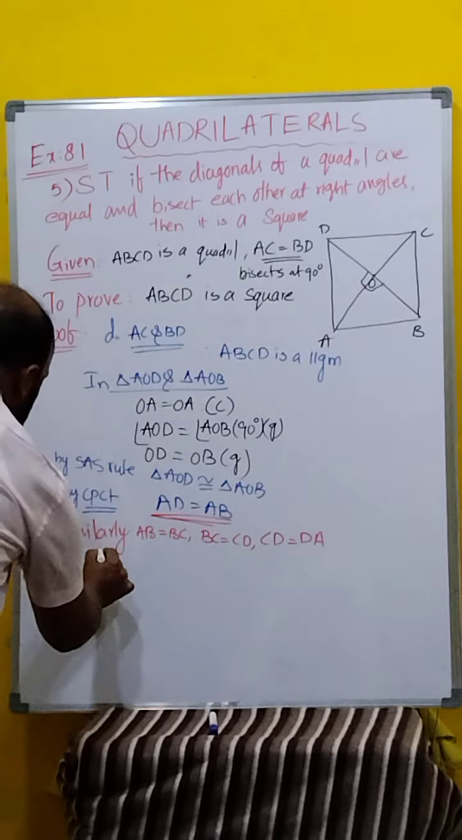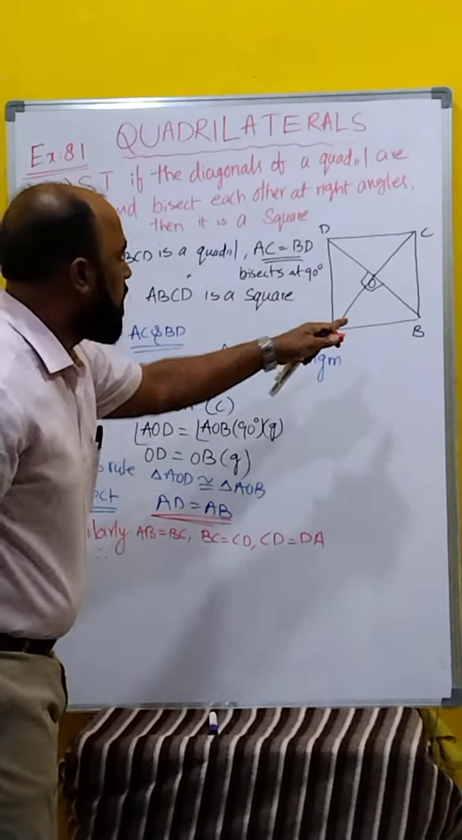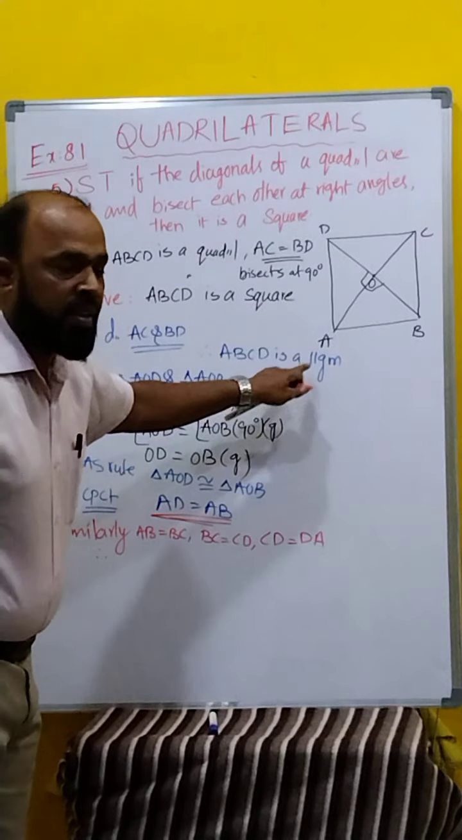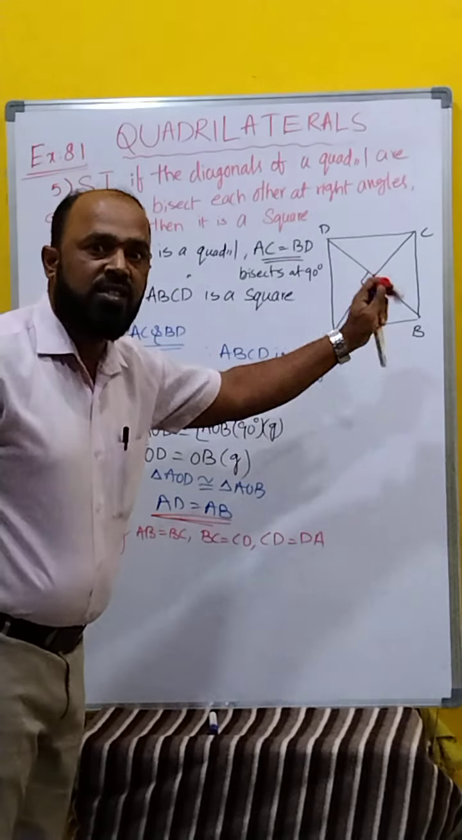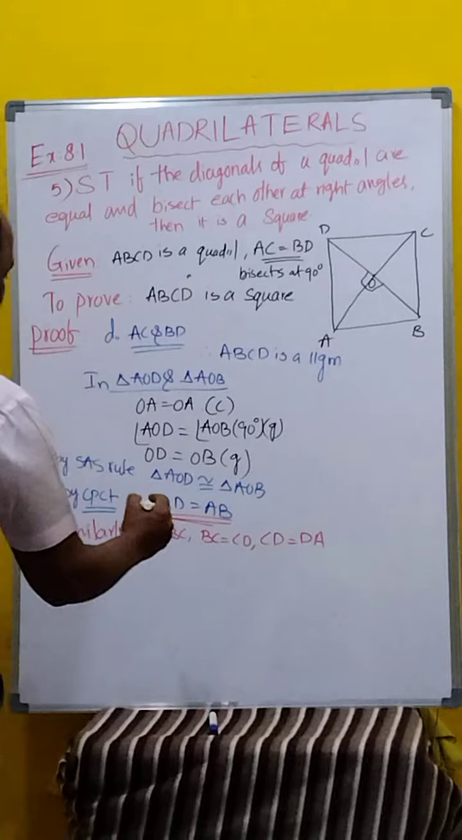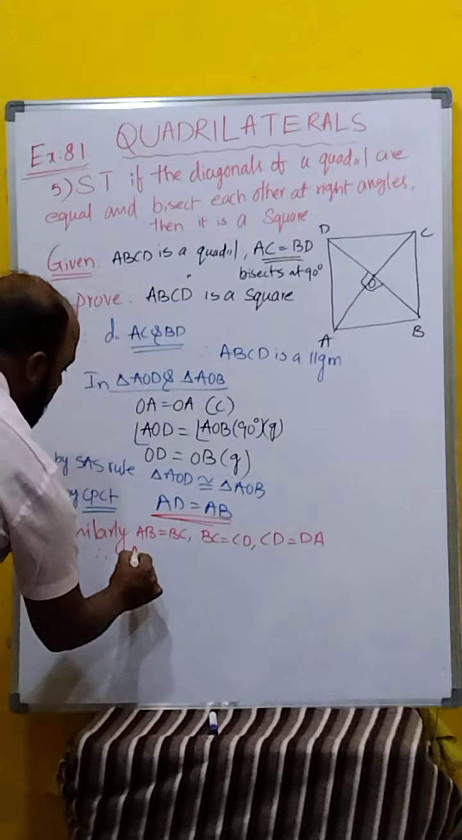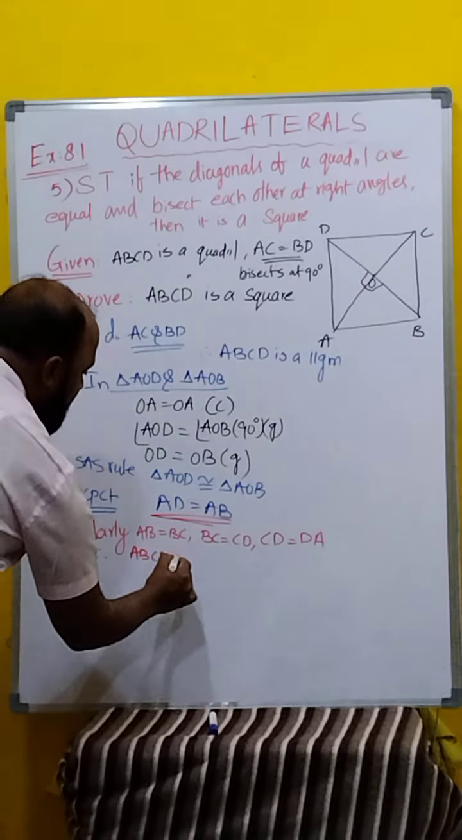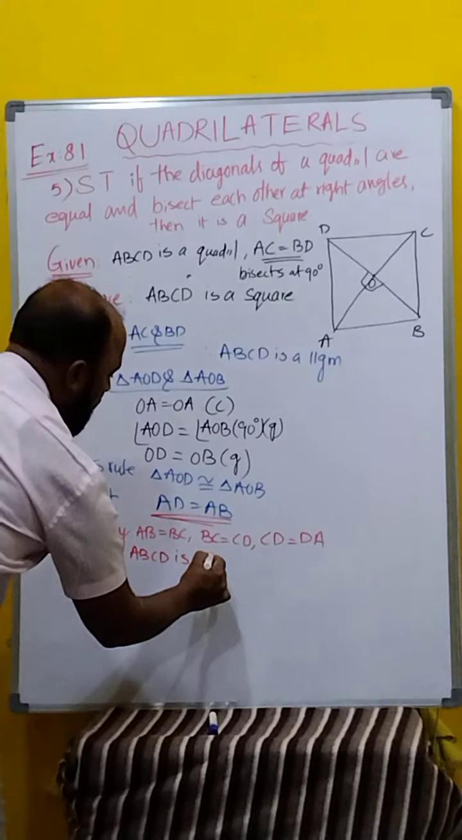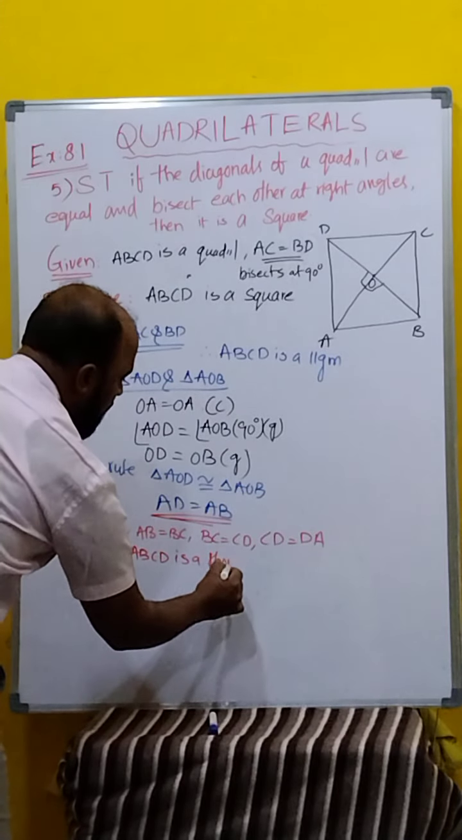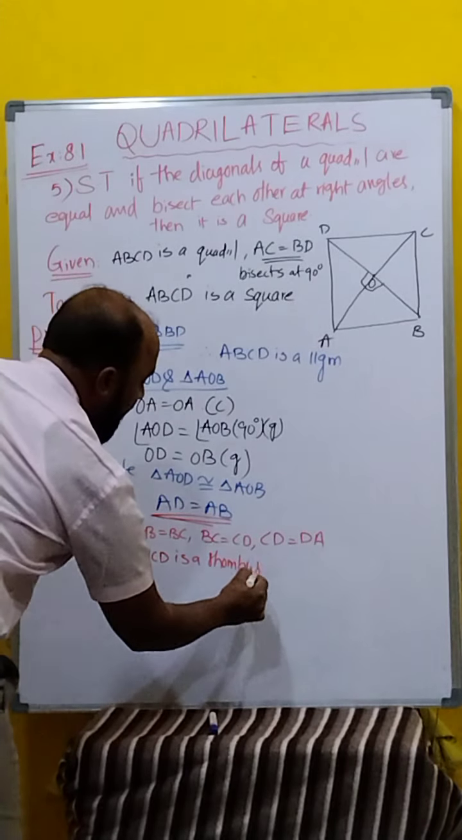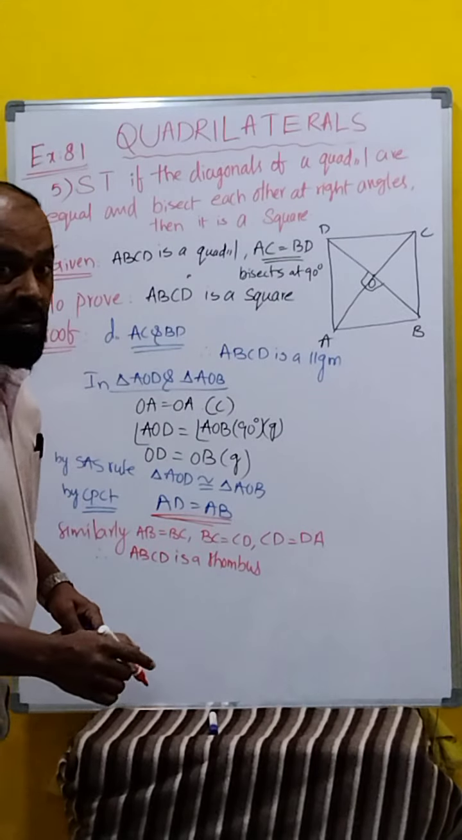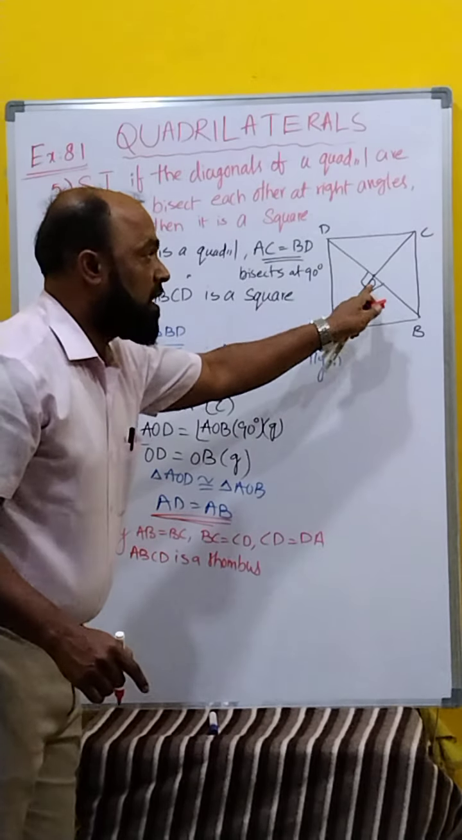Therefore, finally, all the sides are equal. Already we know it is a parallelogram. In a parallelogram, if all sides are equal, then it is a rhombus. Therefore, ABCD is a rhombus. But we have to prove it is a square. Yes, it is a square.